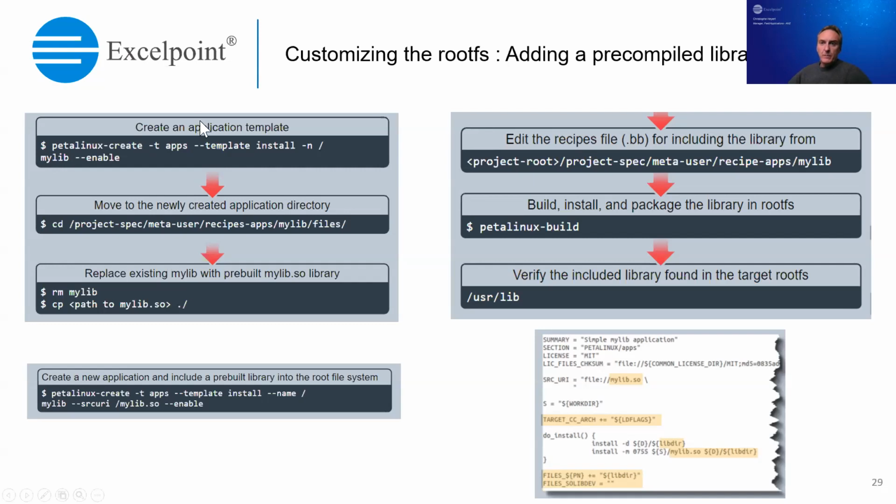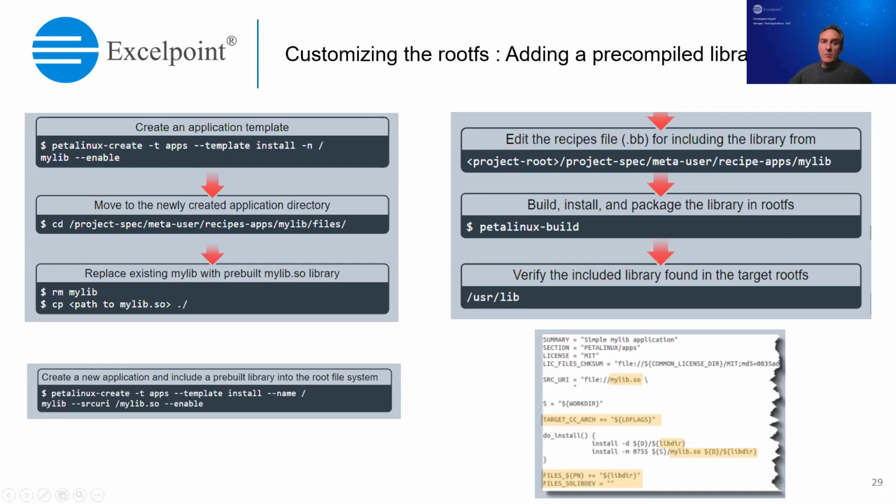Step one is to create an application template using the petalinux-create command. In this case, we'll assume that the pre-built library here is mylib.so. The double dash enable option enables the application in the root file system. Step two, you go into that particular directory, and step three is to replace the existing library there with your pre-built library. Step four, you need to edit the recipes file, the .bb file, for including the library and making the required changes, as is shown here. Step five is to build, again, the usual flow, and package the library in the root file system. Then you should find your pre-compiled library in this directory.